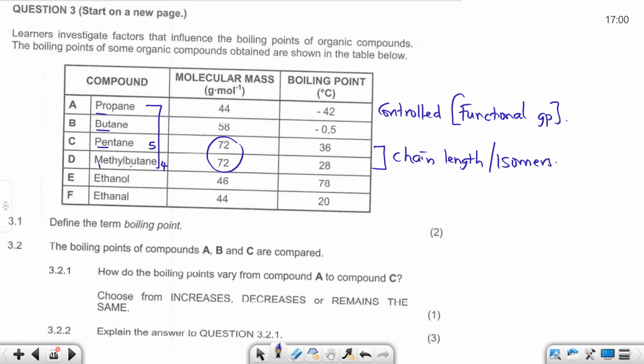Meth is 1. But is 4. 1 plus 4. Meth plus but is pent, if you understand the mathematics of chemistry. Does that make sense? Meth plus but is pent. So we are changing what? Here we said molecular mass can also fit in for controlled. Is that fine? Because they are both 72. But what are we changing? We are changing the chain length. The chain length here is 5, and the chain length here is 4. Make sense? All right. Are we good?